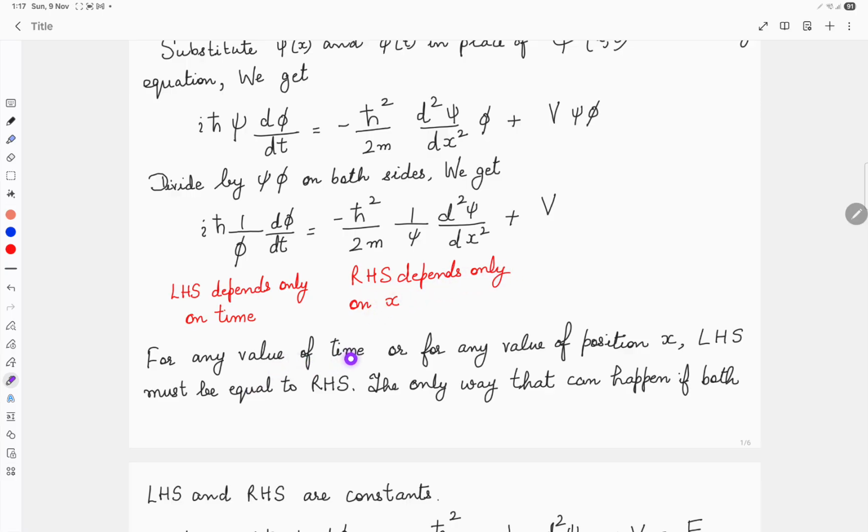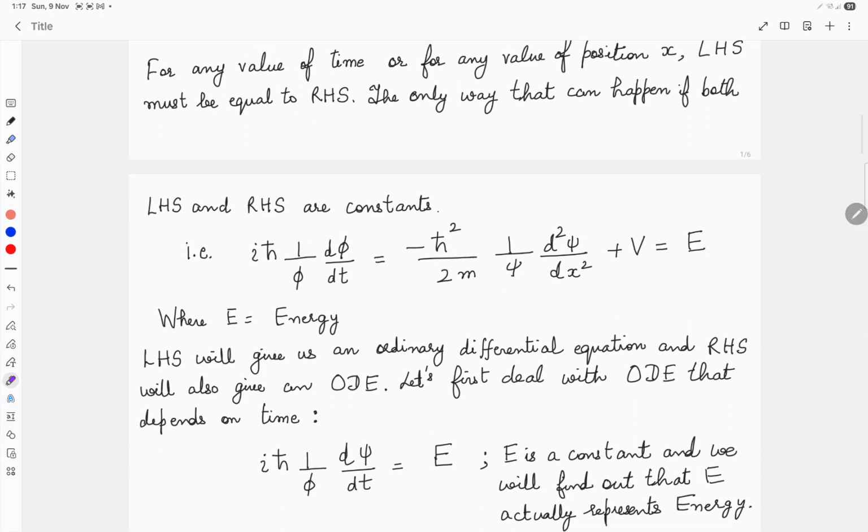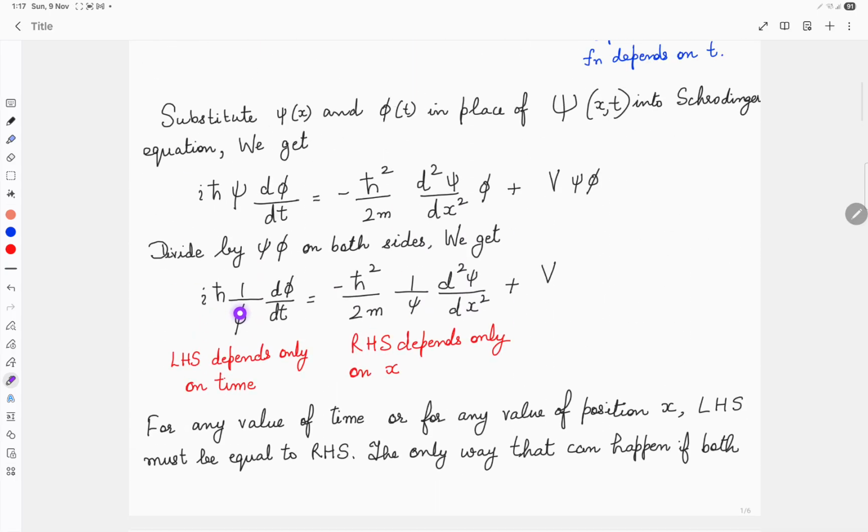For any value of time or for any value of position x, left hand side must be equal to right hand side. That's what this equation tells us. The only way that can happen is if both left hand side and right hand side are constants, right? So in this case, we can say that the left hand side will be equal to some constant independently and the right hand side will be equal to some constant independently.